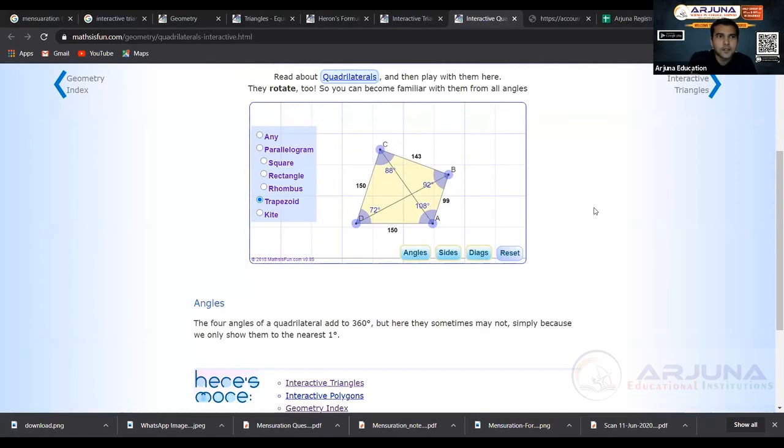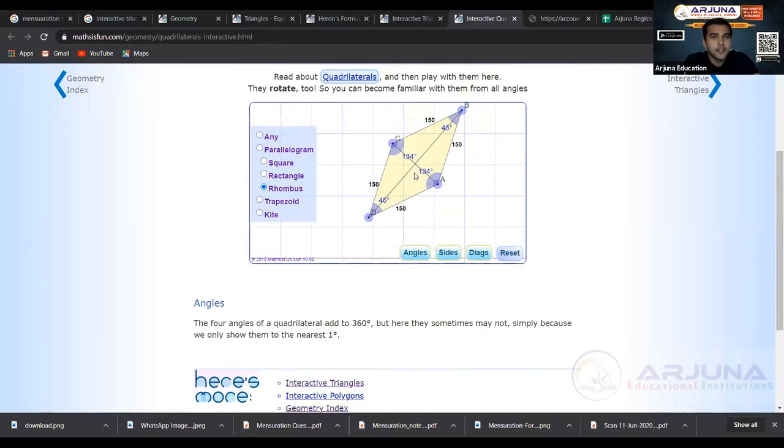Actually, when we say trapezium, it's for 2D, and trapezoid, as per my knowledge, is for 3D, but they have given trapezoid here. For the time being, we consider it trapezium. So like this, you can play with that. You can get an idea what exactly is a parallelogram, what exactly is a rhombus. Rhombus means all the sides are equal, the diagonals are not equal, but the diagonals are perpendicular to each other. All these conditions you can get.